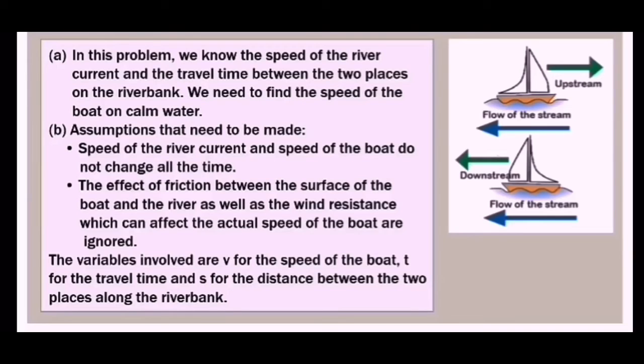The speed of the river current and the speed of the boat do not change all the time. The effect of friction between the surface of the boat and the river, as well as the wind resistance which can affect the actual speed of the boat, are ignored. The variables involved are v for the speed of the boat, t for the travel time, and x for the distance between the two places along the river bank. Then I will explain question number 2.